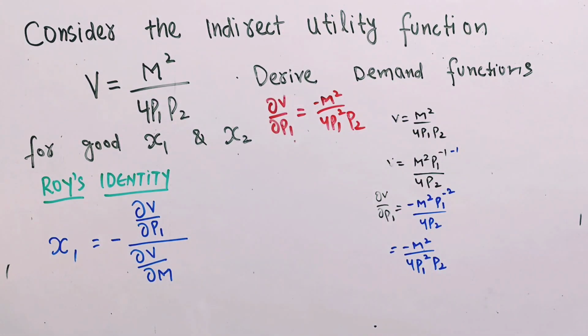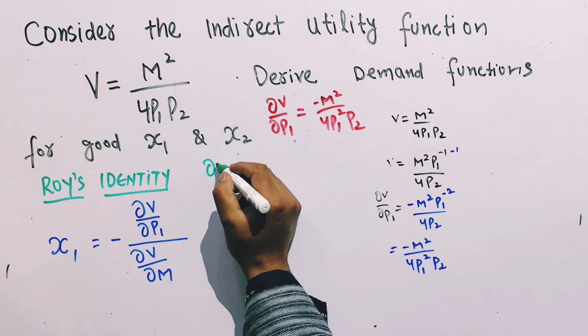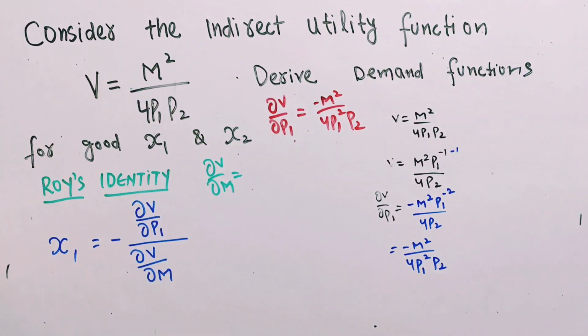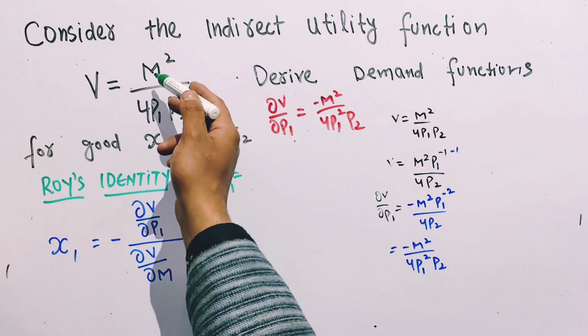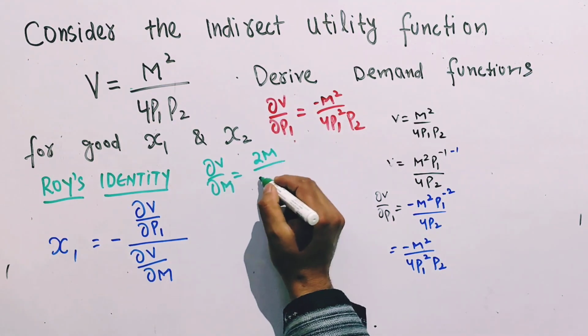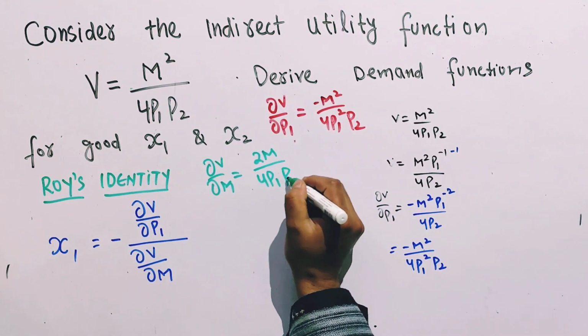Similarly, we need to find out another derivative, that is dV upon dM. dV upon dM means we partially differentiate the given indirect utility function with respect to M. The derivative of M squared is twice M, so it is very simple. Here we get 2M divided by 4 P1 P2.